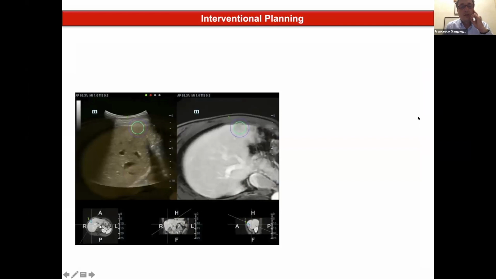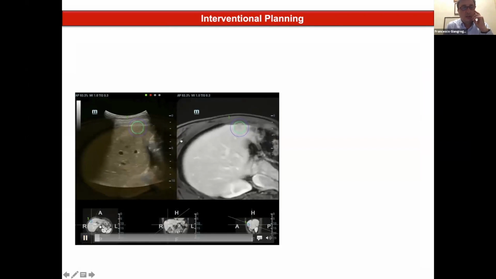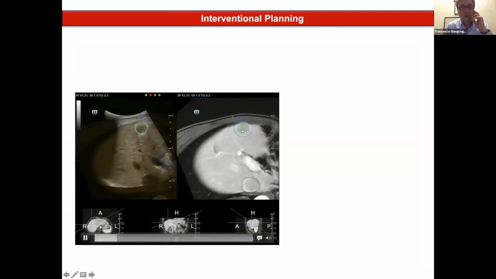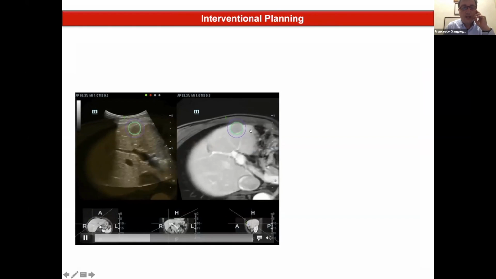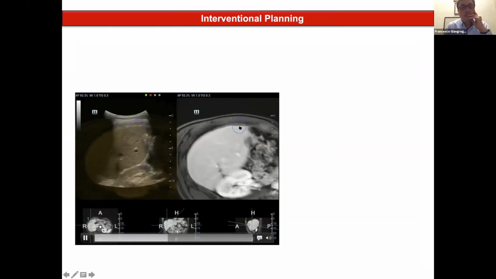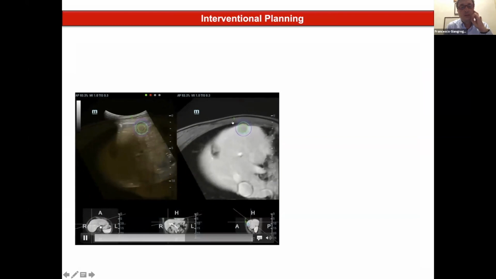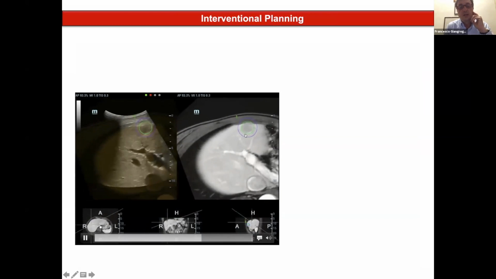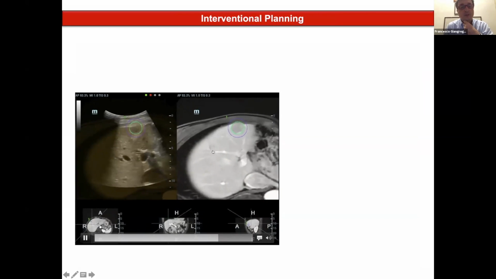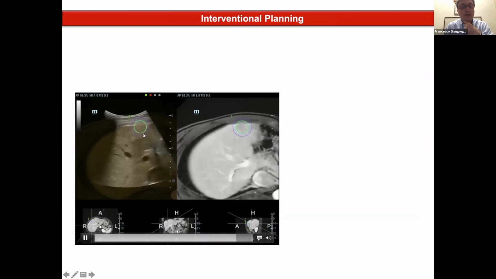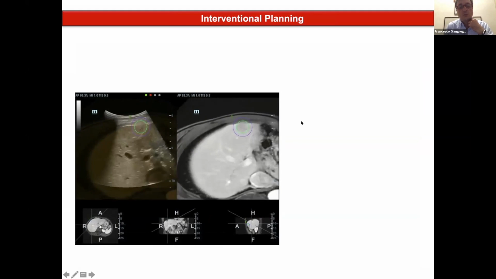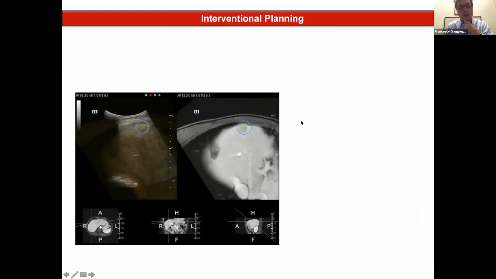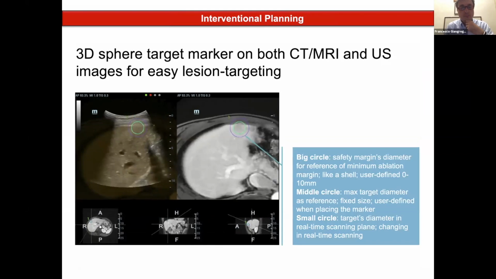This is called the interventional planning. In this case, you see two rings. The first one is the nodule. The second one is the so-called safety halo, and that means that you can choose the optimal treatment option for the patient, and so you can understand how and where to put the needle to perform the best procedure.